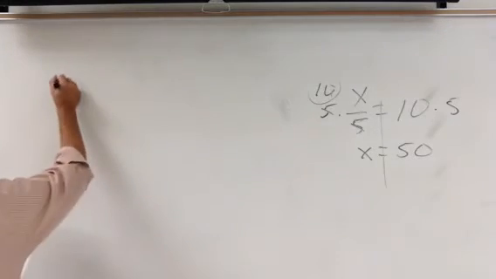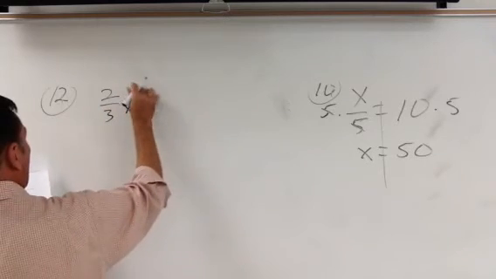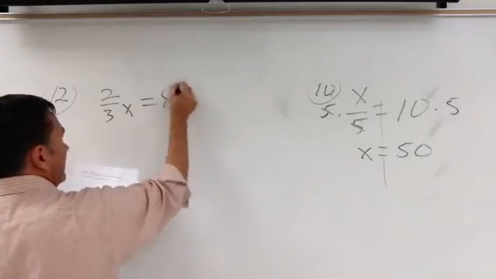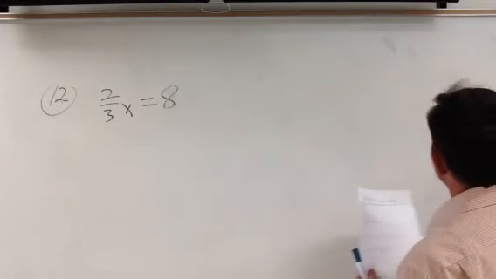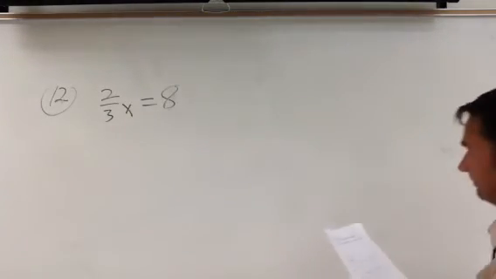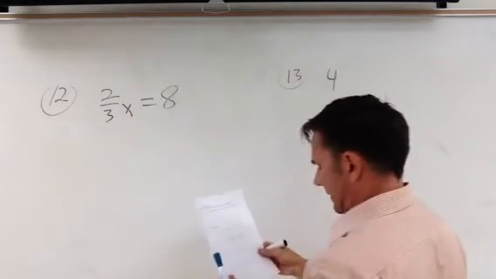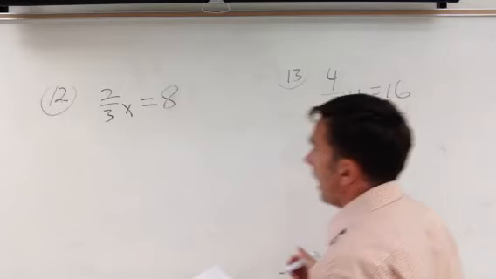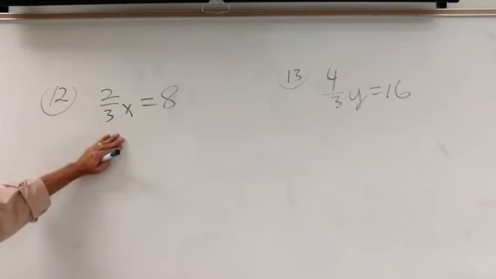Now I jump to numbers 12 and 13. Two-thirds x equals 8. Now, this is a little bit different. We have a fraction here. And I'm going to ask you to do something a little bit different than what we've been doing here. I still want to get x by itself. In this case, we could, just like before, divide by 2/3.